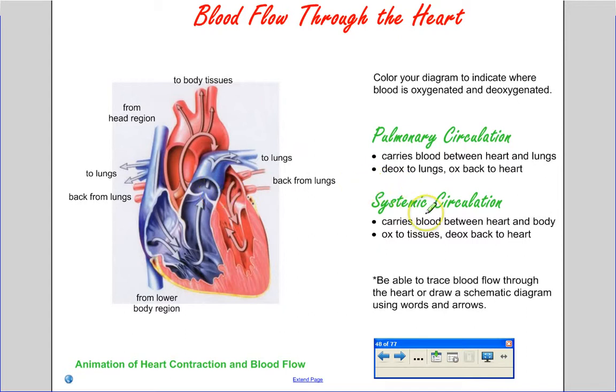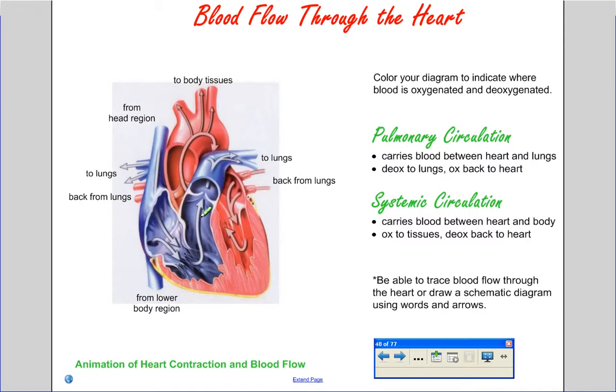Systemic circulation is basically between the heart and the body tissues, not including the lungs. Okay, so the blood would leave the heart, go out through the aorta, go to the body tissues, come back to the heart, and that would be systemic circulation. So it carries oxygenated blood to the tissues and deoxygenated blood back to the heart.